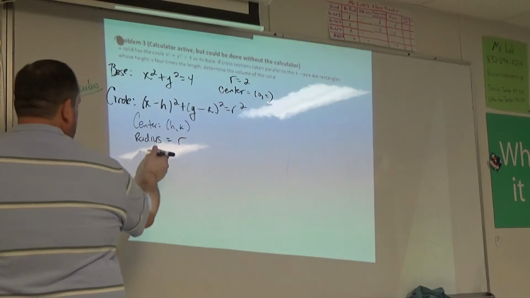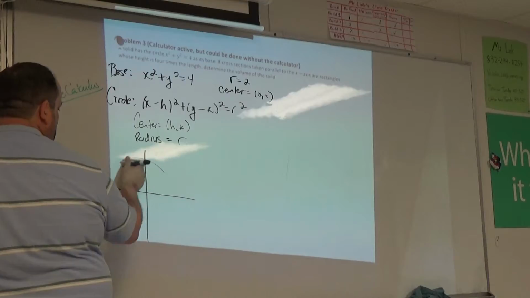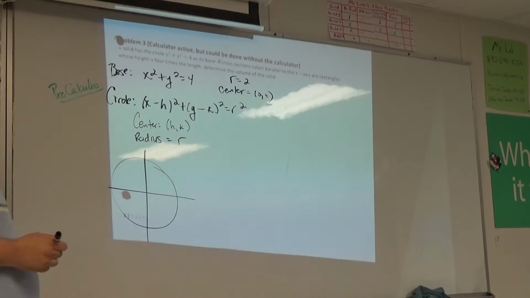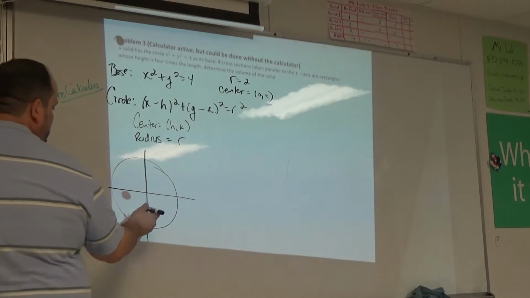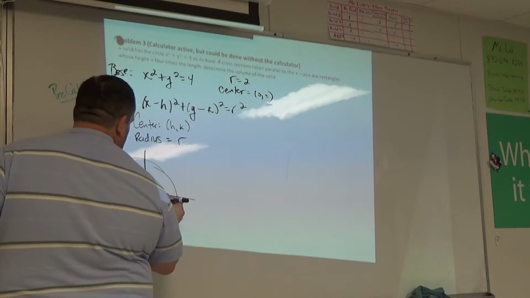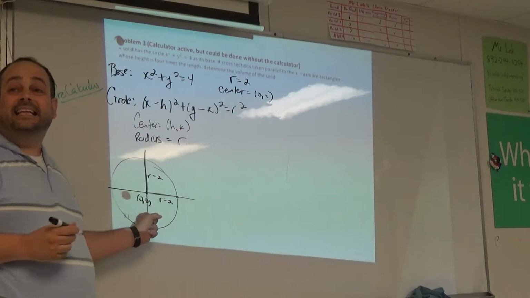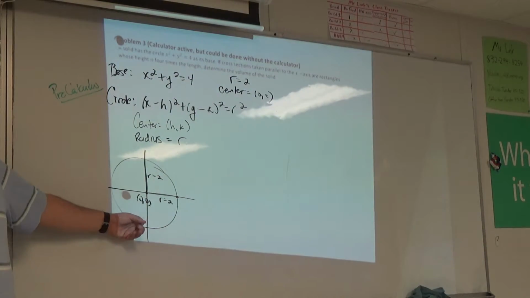So let's draw the base. Here's my base. Draw a circle with the radius of 2. Here's my center. I'm going 2 in all the directions. That's the base. Questions about the base?